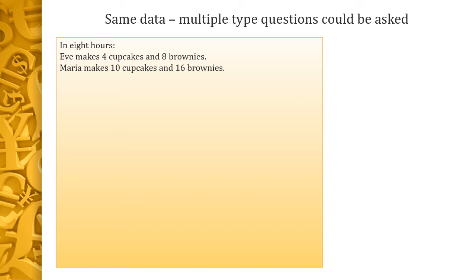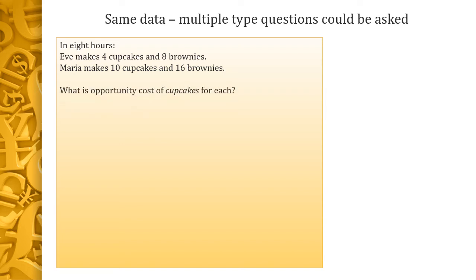I've given you some data right here. We've got 8 hours, we've got Eve making cupcakes, and we've got Maria making cupcakes and brownies. What kind of questions could they ask you off of something simple like this? Don't forget, they're going to throw in a bunch of other stuff you generally don't need to know, like they're making them at restaurants, or it was cold outside, or they had 1,000 customers today. Those things don't actually apply to the answer they're looking for.